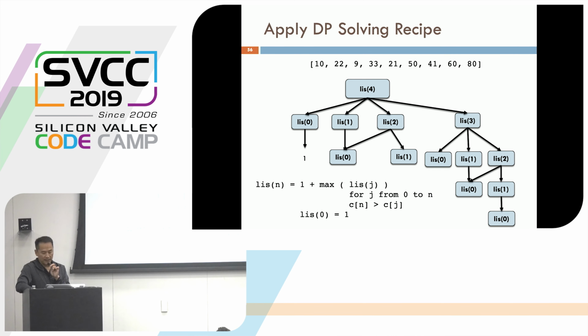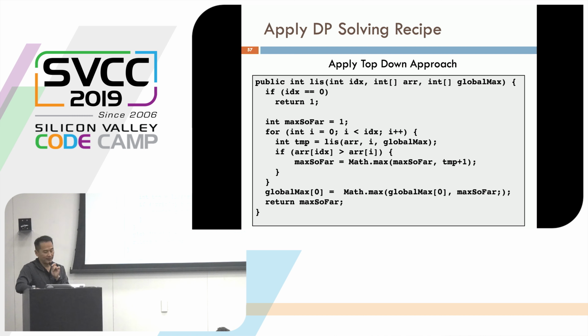Okay, so if we translate this to code, it'll be a little bit similar to the other one. We iterate the index from 0 to IDX. At IDX, we iterate from 0 to IDX, and we calculate the LIS for each one of those. And then we take the max out of that. In this case, we only want to find the global max. So I have a variable called global max, and then update that as I go. Okay?